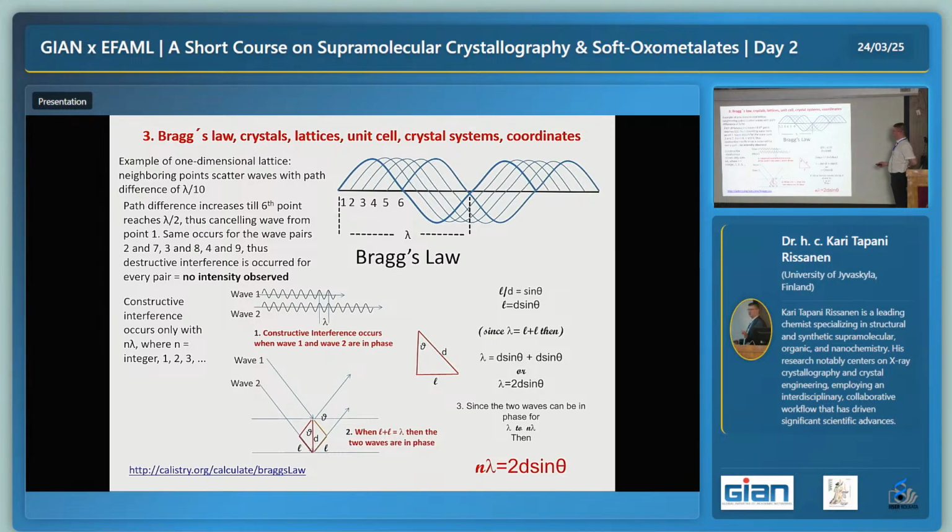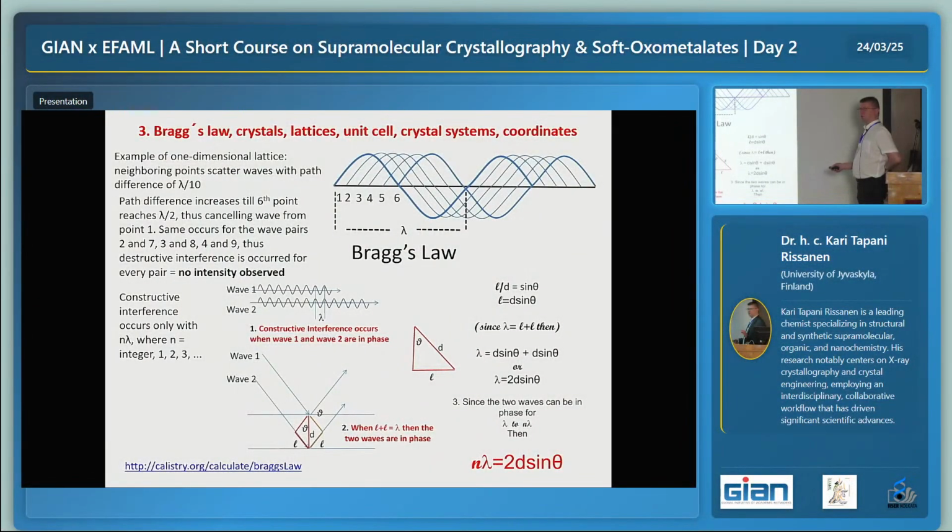So consider wave 1 here, and then you have wave 2. The point is that if they are in the same phase, meaning that the maxima overlap, then we call it constructive interference. So these two waves, in a sense, sum up to make a stronger wave.